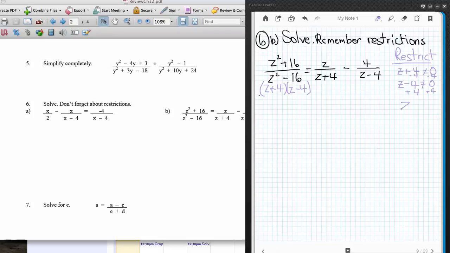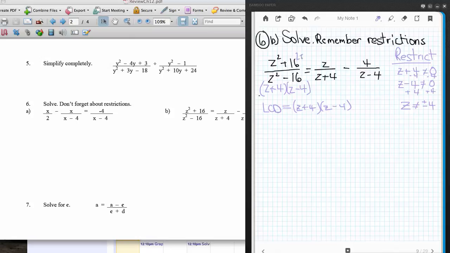So z, as it turns out, can't be equal to either a positive or a negative 4. So now I'm going to find my least common denominator, which is z plus 4 and z minus 4. When I look at all of those z plus 4 and z minus 4 powers, I see they're all to the first power, so that means that's simply my LCD.